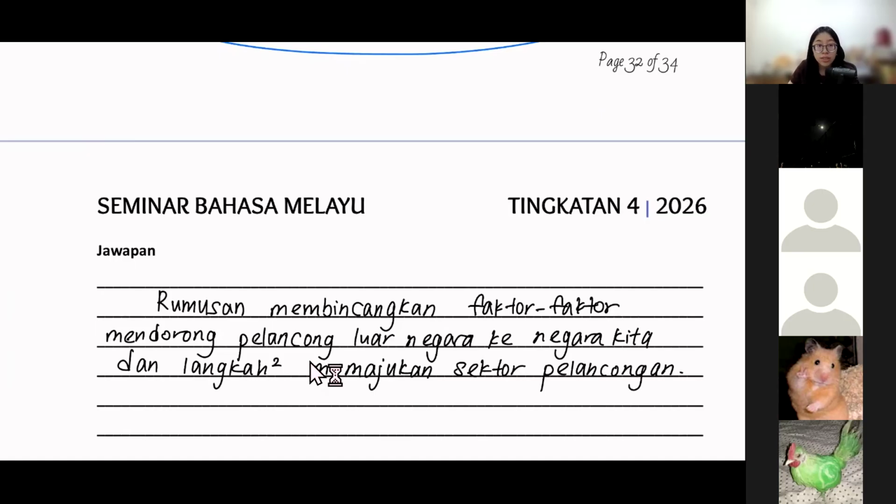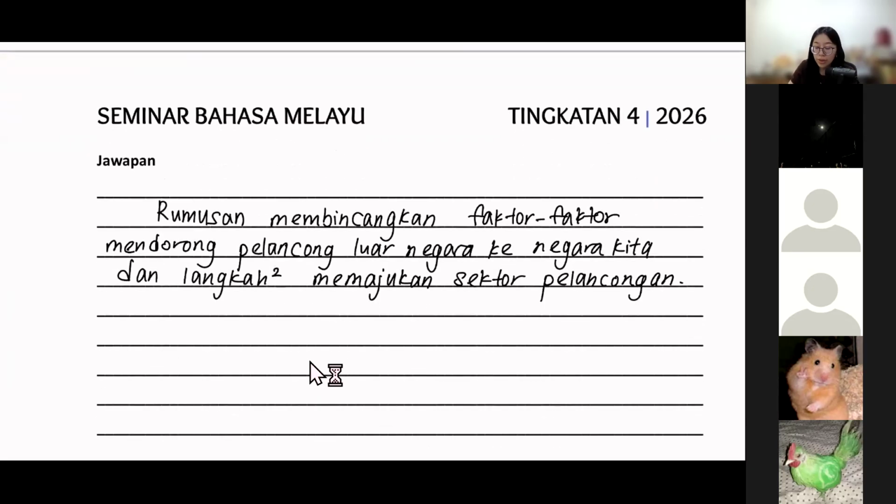Then you got a 2 marks here. Then the second paragraph, copy the first focus first. So faktor, copy until kita. This one, faktor, copy until kita. And then just use the maksud lah. In exam, you cannot put like this. I went fast.